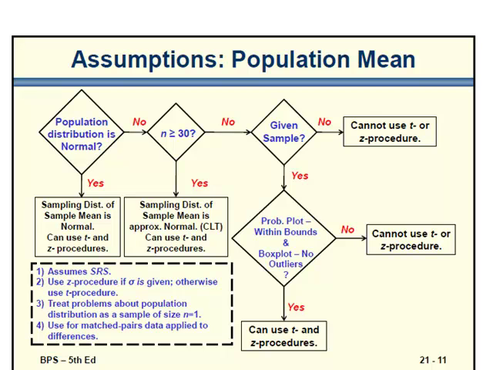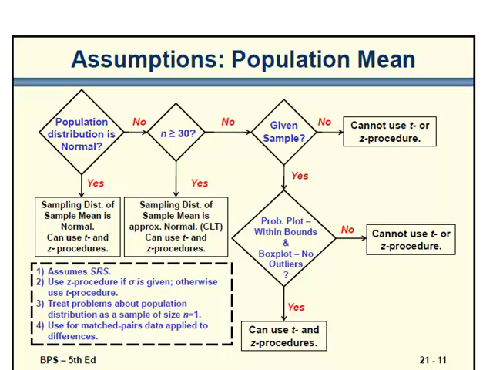However, if your answer had been yes to given the sample, well, then you could do the probability plots and the box plots. And if the probability plot looks good and there are no outliers, you could say yes to both of those, then you can use the T and Z procedures. However, if there's some major deviation from normality, or your box plots show that you have outliers, then you cannot use the T or the Z procedure. Now, back to n being greater than or equal to 30. Had you said yes to that, then the central limit theorem can be invoked, and your sampling distribution of the sample mean can be considered approximately normal, and therefore you can use the T and the Z procedures.